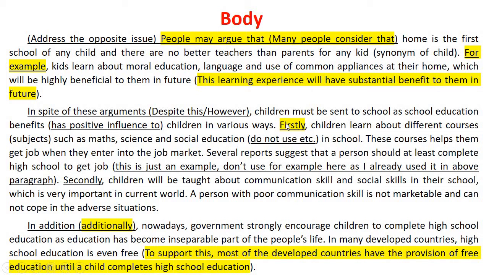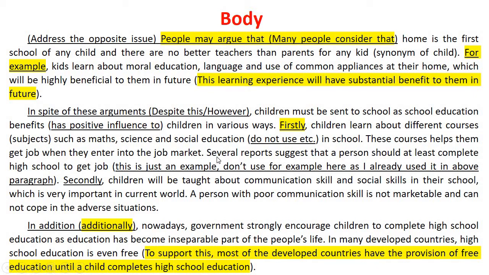So now you have to give an example. I have already written for example here, so don't use the same word time and again. You can use a word like firstly: children learn about different courses such as math, science and social education in school. So do not write the word like "etc dot", because the computer doesn't recognize that, and that's not the actual word. Instead you can use etc. So these courses help them get a job when they enter into the job market.